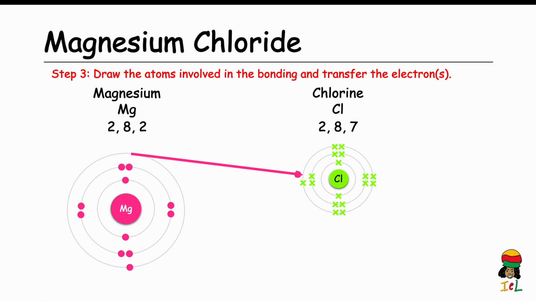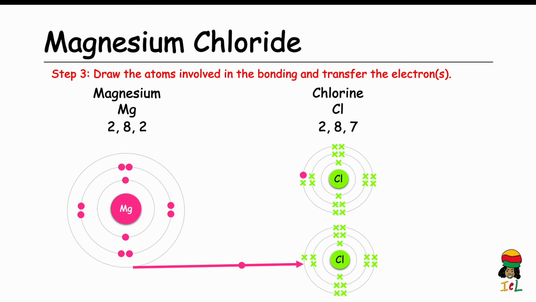Now, after magnesium has given its 1 electron to chlorine, notice that magnesium still has 1 electron remaining to donate to a chlorine atom. So as a result, we have to draw another chlorine atom, and we donate that second electron to the second chlorine atom. Note that the third shell of magnesium no longer exists after losing the 2 valence electrons because magnesium has no electrons on that third shell.